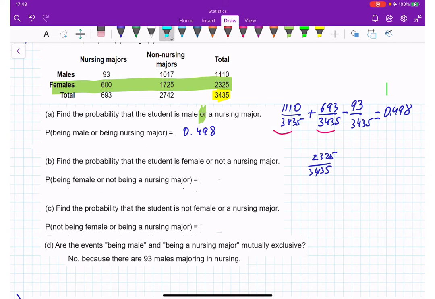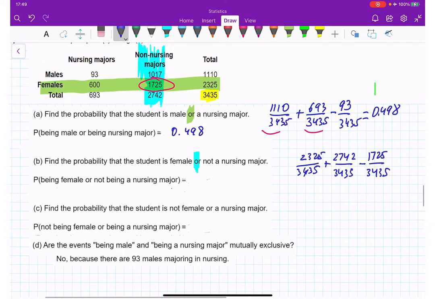Or not a nursing major. So if it's not a nursing major, what is it going to be? It's going to be this one, right? Not a nursing major. So total 2742 over 3435. And which one is repeating here? This number, 1725, right? Therefore, I need to subtract, to eliminate the duplicate. Over 3435. And the answer is going to be 0.973.